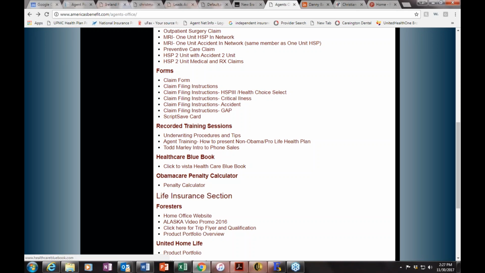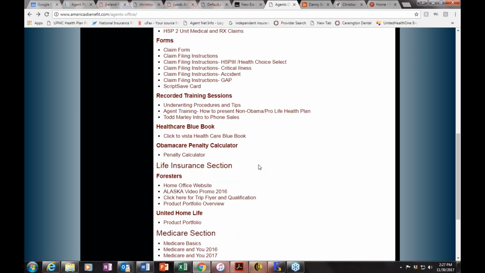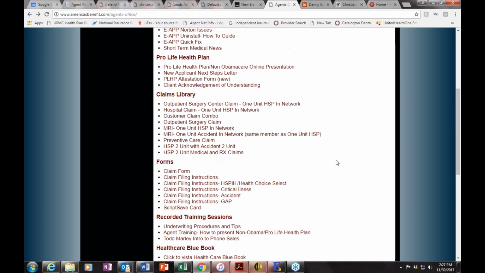Healthcare Blue Book just gives you average prices of procedures in your area, penalty calculators. There's just some random things in here, and some claim examples too that you can review to see how the plan works. Some doctor's visits, prescriptions, just to kind of show your client some live examples of how claims have been processed using this plan.